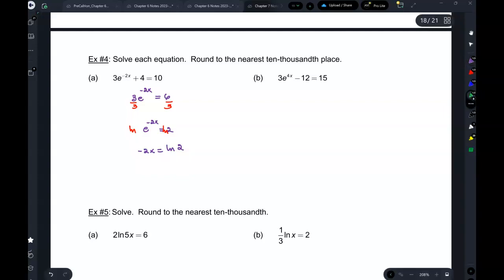Divide both sides by negative 2. X is ln of 2 over negative 2. Let's plug that in the calculator. Go ahead and take out your calculators.